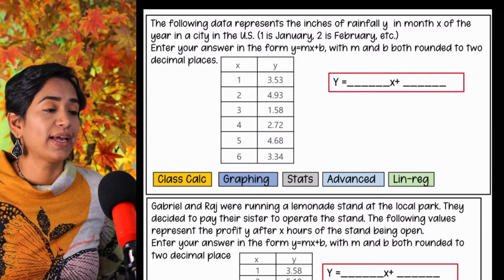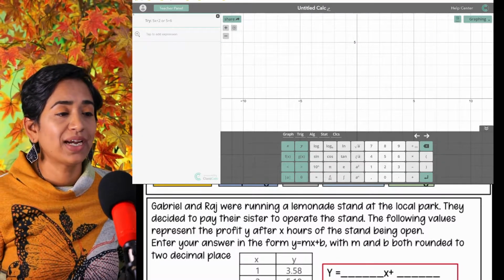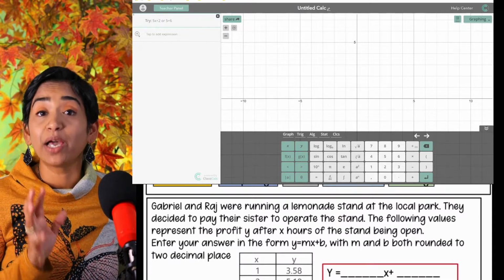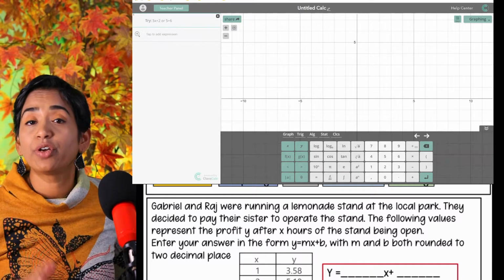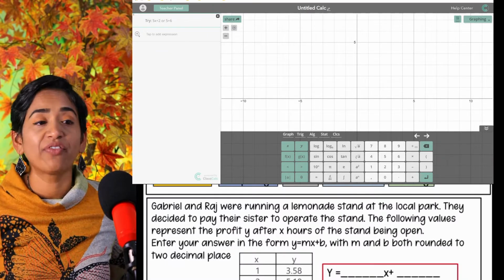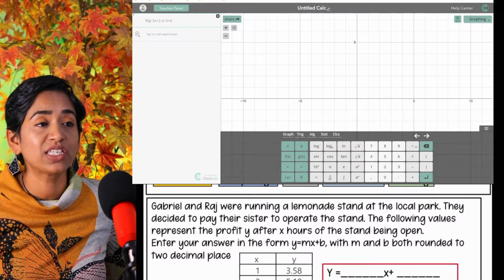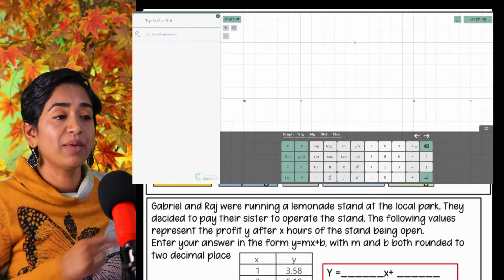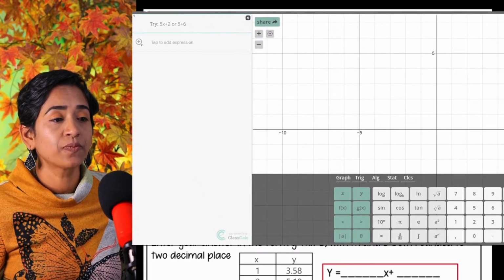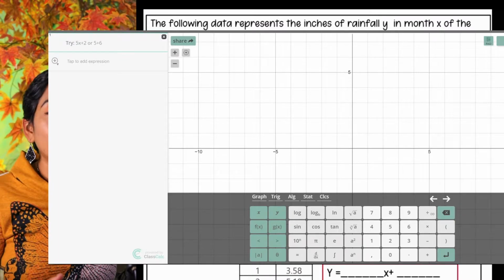So here I am in my ClassCalc. Let me expand it. I am in my graphing calculator. When you click here, you're in the graphing calculator. The majority of your stats only work in the graphing calculator because those functionalities are available in the stats part. Let me minimize this one and expand this. There you go, so you start with your graphing calculator.